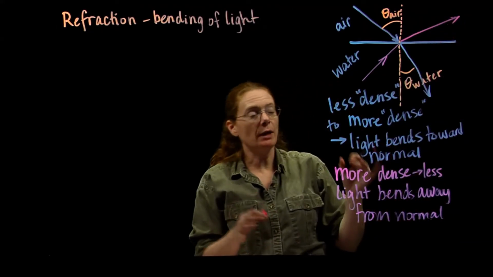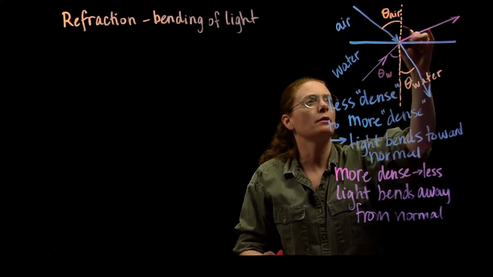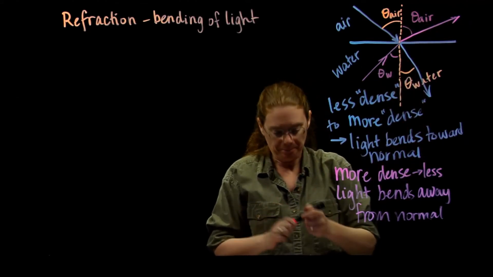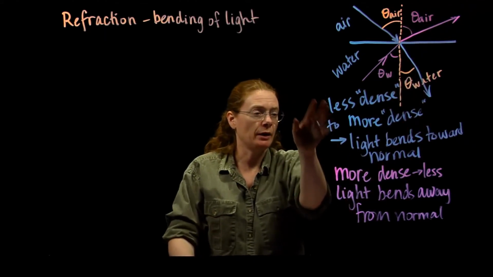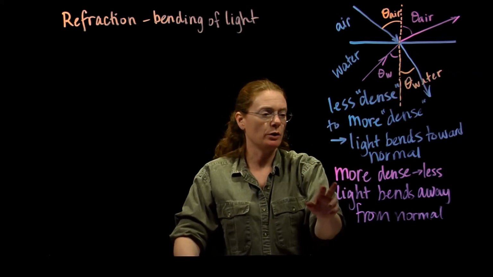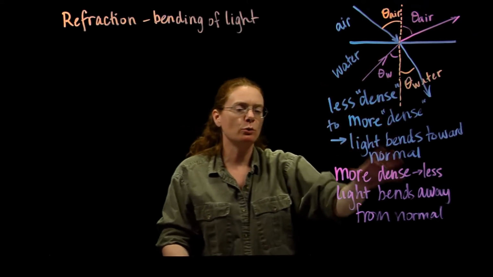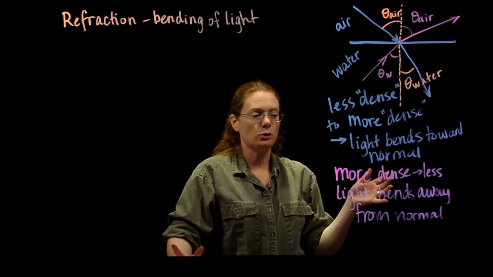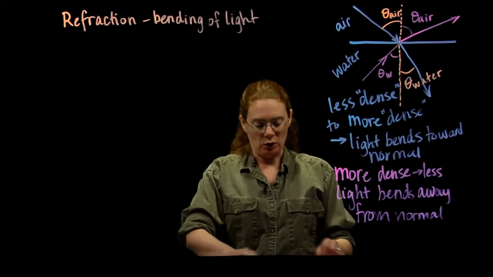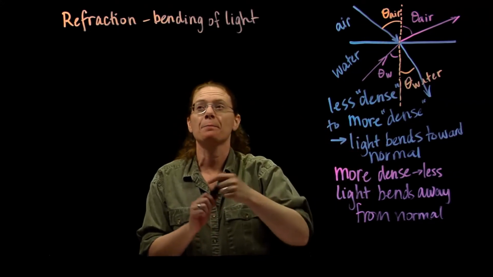But we still measure the angles from the normal. So here's our new angle in water, here's our new angle in air. So we can go either way, doesn't matter. When we go into a more dense material, the light bends towards the normal. When we go into a less dense material, the light bends away from the normal. So these are two good things to keep in mind as a way to check your answer. Now, I said that there are two things that affect the amount of bending, the material and the angle.